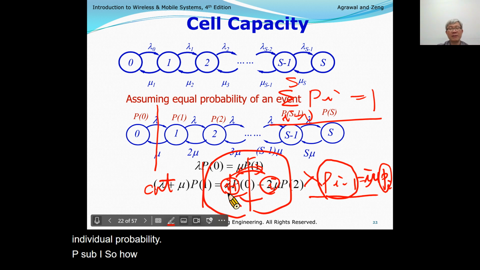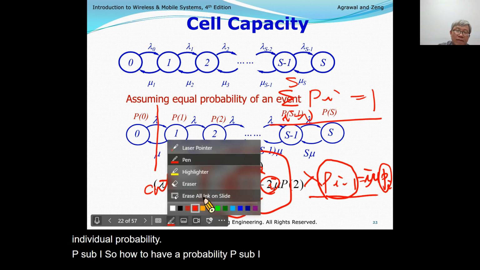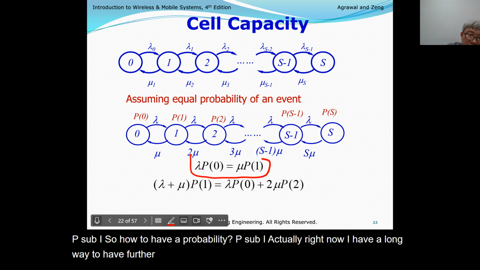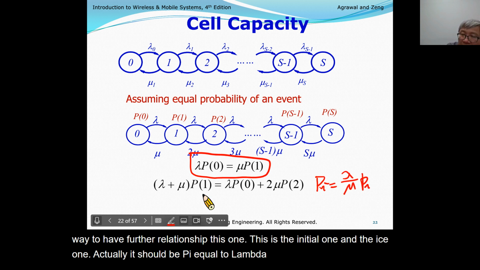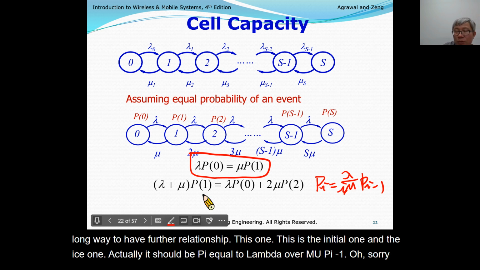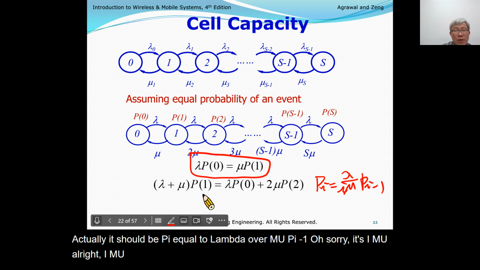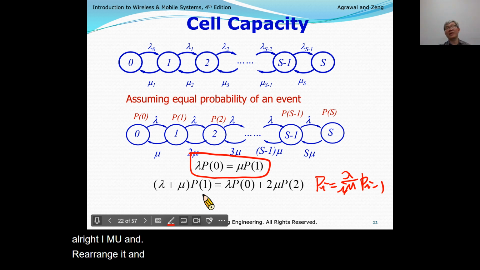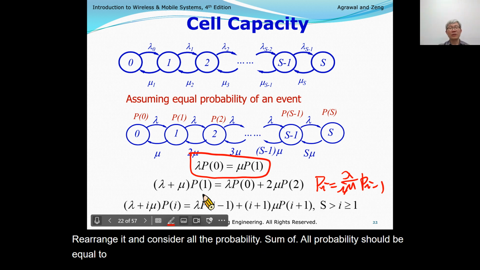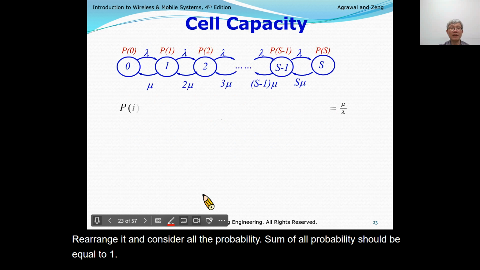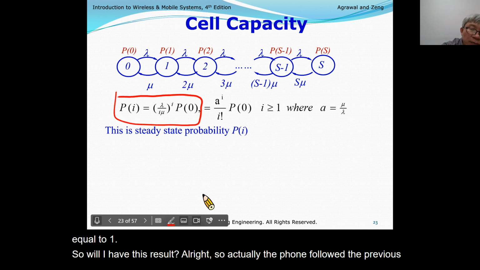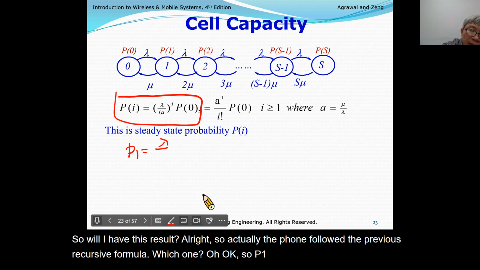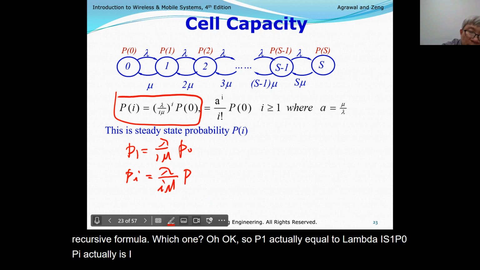So how to have a probability P sub I? Actually, right now I have a way to have the relationship. This is the initial one, and the ith one should be P_I equal to lambda over mu P_{I minus 1}. Oh, sorry, it's I mu. All right, I mu, and rearrange it and consider all the probabilities. The sum of all probabilities should be equal to 1. So we will have this result. The form follows the previous recursive formula. So P1 equals lambda over mu P0. P_I is lambda over I mu times P_{I minus 1}.